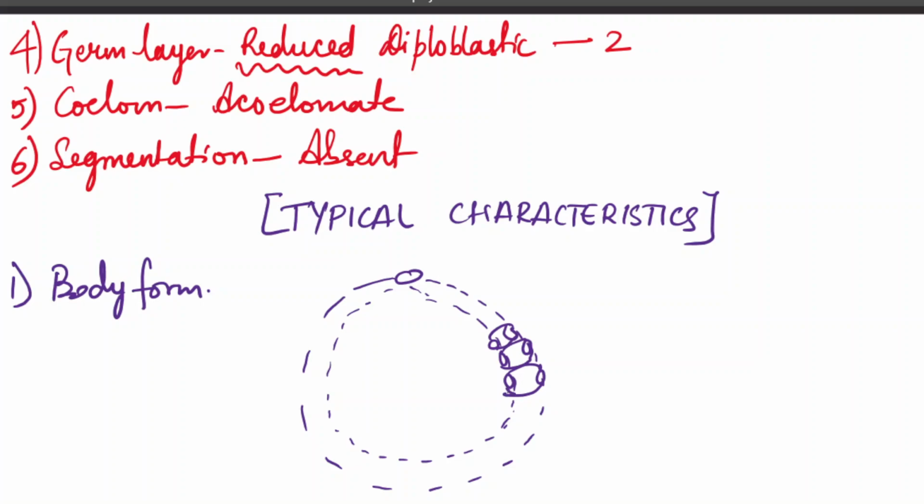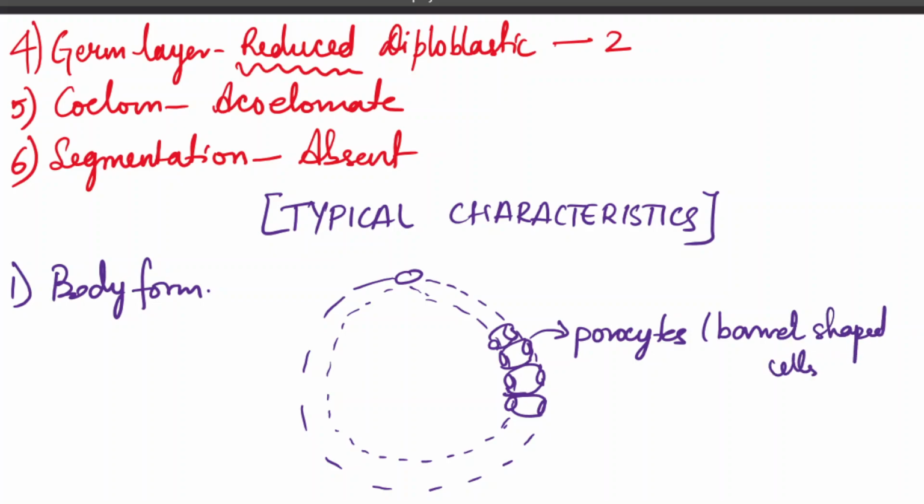The cells on the side of the body, because it has pores, are called porocytes. They are barrel shaped cells. This opening here is called ostia. Now there are other cells present on this outer layer. These are called pinacocytes.